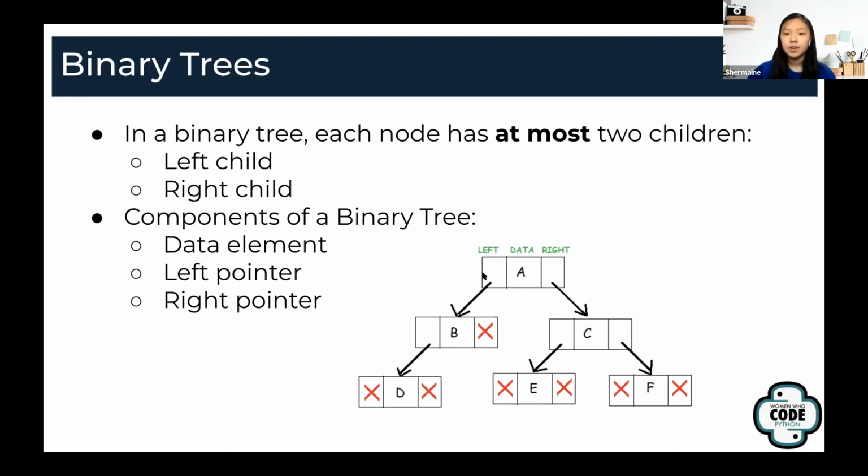So we look at the root node A. It has the data element of A, and then the left pointer is pointing towards the node which has B, and the right pointer is pointing towards the node which has C.